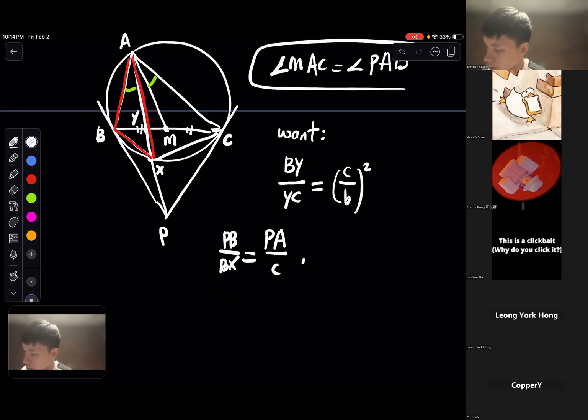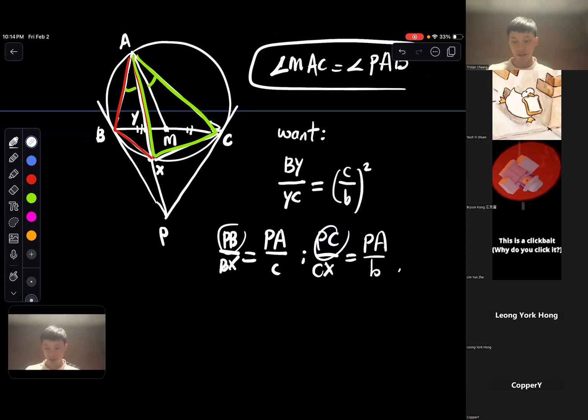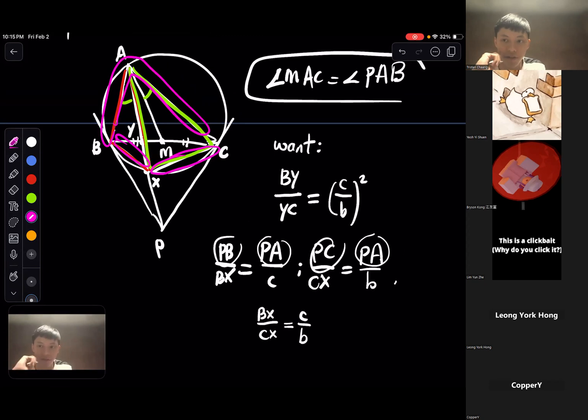And then similarly, if you look at the other triangle over here, we have PC over CX equals PA over AB. So there's a lot of things that are equal right here because these two are the same and these two are the same. So if we divide, we get that BX over CX is equal to C over B. That means the ratio of these two lengths is the same as the ratio of these two lengths. This is in fact the definition of a harmonic quadrilateral.